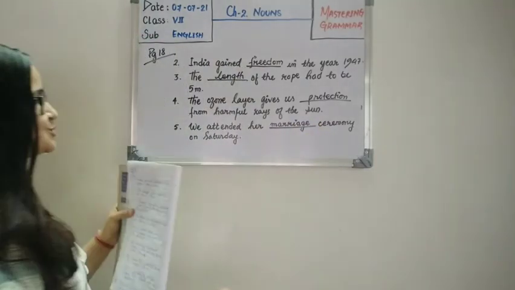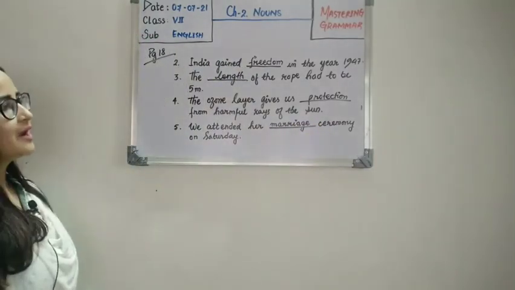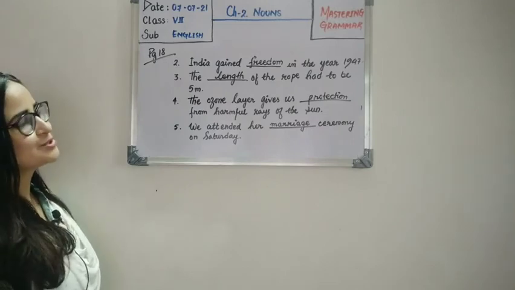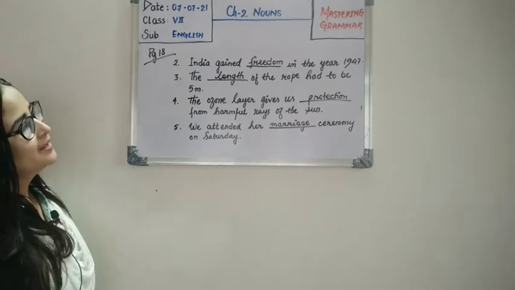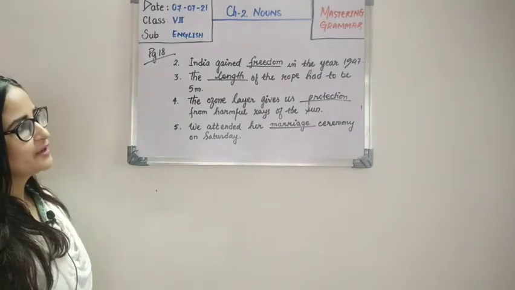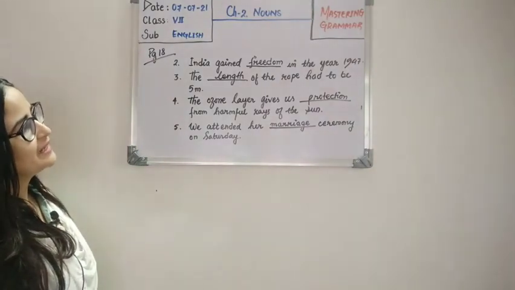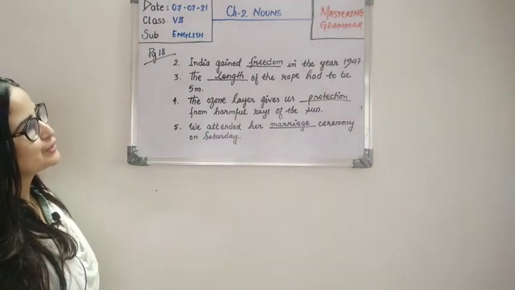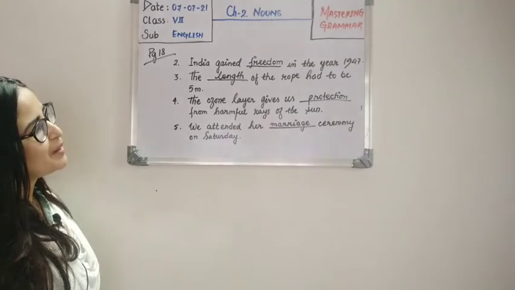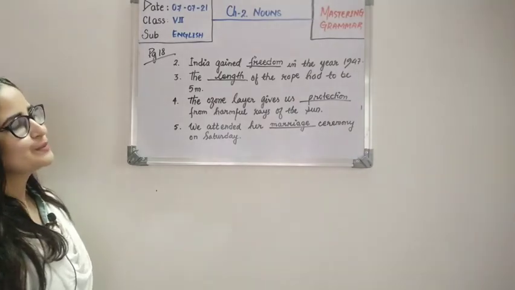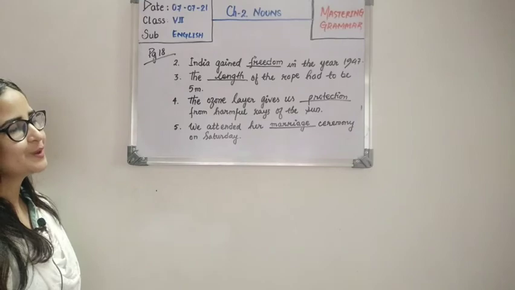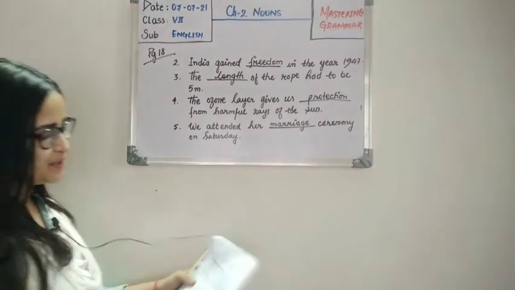Okay, now children, please write it down. I have not done number 1 because it's already in your book. India gained freedom in the year 1947. The length of the rope had to be 5 meter. The ozone layer gives us protection from harmful rays of the sun. And number 5, we attended her marriage ceremony on Saturday. Now moving to number 6.